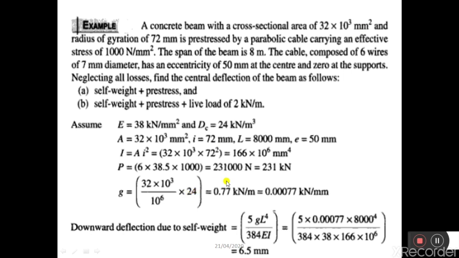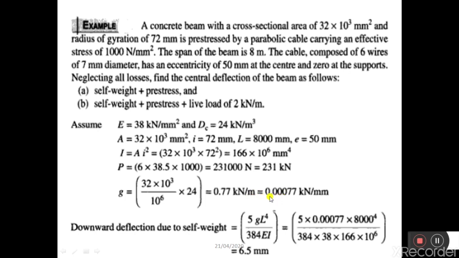So 24 is the density of concrete, which we have assumed as 24 kilonewton per meter cube. Here 10 to the power 6 comes from converting 24 kilonewton per meter cube into kilonewton per millimeter cube. 1 meter is equal to 10 to the power of 3 millimeter, therefore meter cube means 10 to the power of 3 into 3, that gives us 10 to the power of 9. Therefore, the final answer is equal to 0.77 kilonewton per meter.